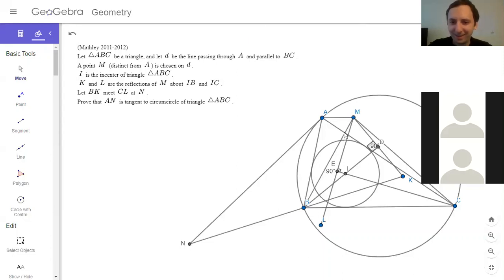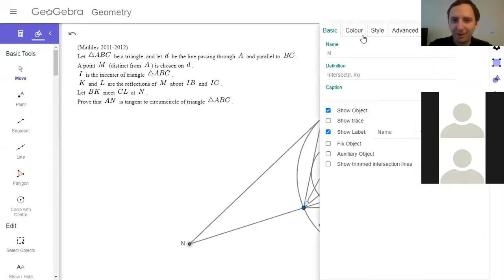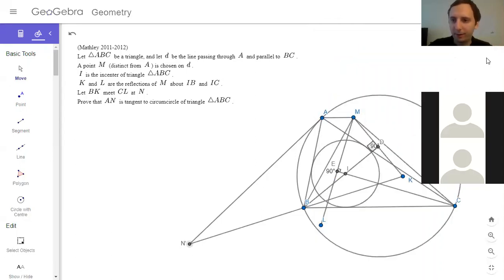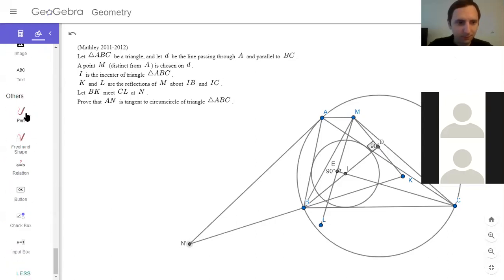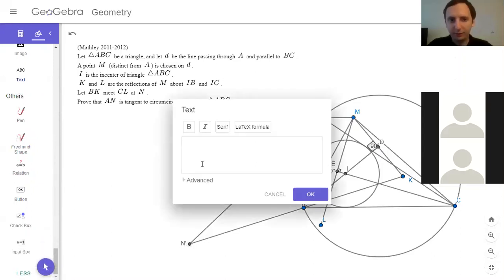Yeah, the incenter kind of hinted that you need something about angles. All right. But I did use the incenter in proving that they're isogonal conjugates. So I'm going to write this out. Let the tangent meet BK at N prime. I love that solution. All right.